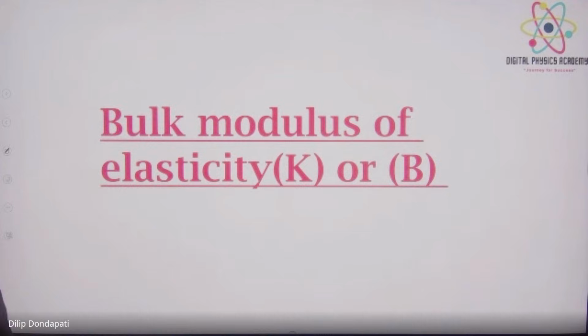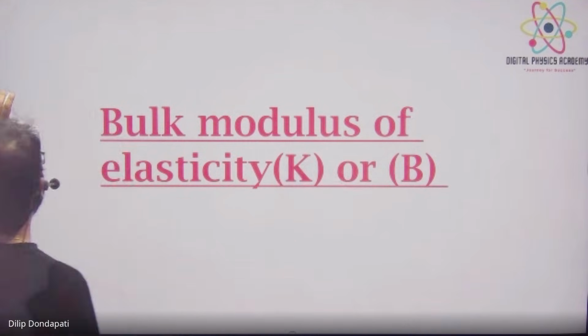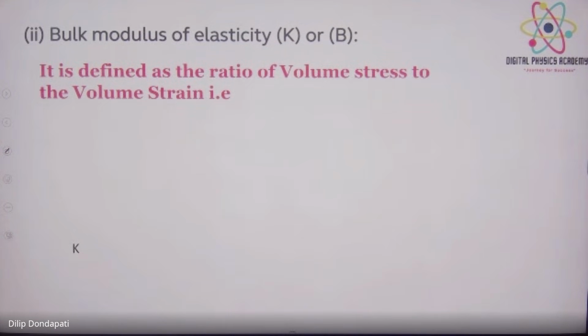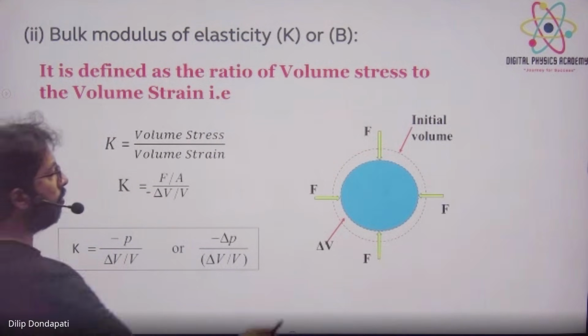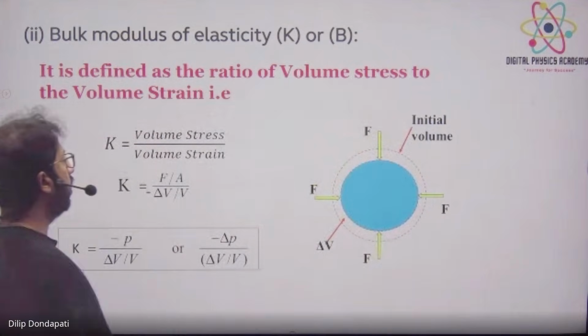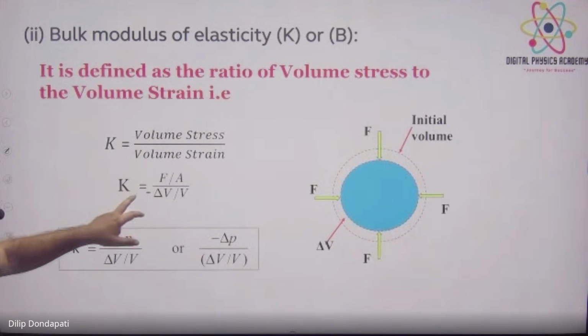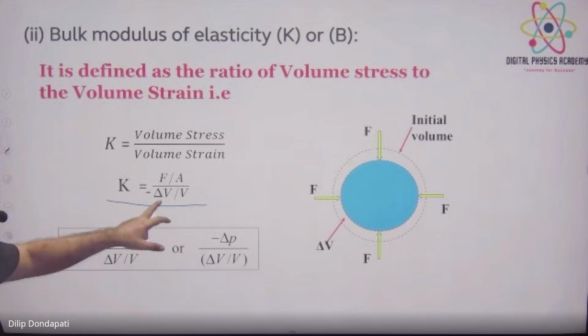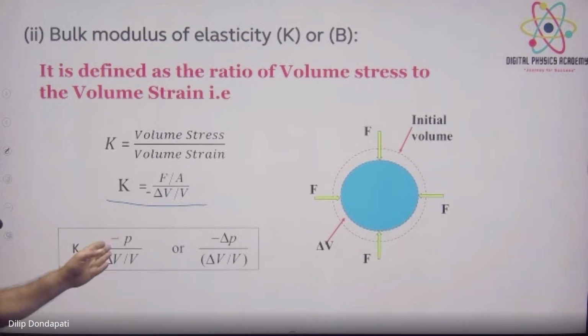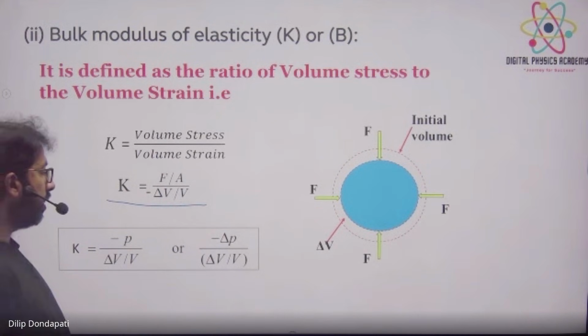Bulk modulus is denoted by B or K, both are the same. So write: the ratio of volume stress by volume strain is called bulk modulus of elasticity. See, there is a big ball; when dipped in water, its volume changes. That volume stress by volume strain is called bulk modulus of elasticity. F by A by delta V by V, and you know a minus comes in the strain because of delta V. Force upon area is called pressure, delta P. So this is the formula: K equals minus delta P by delta V by V.